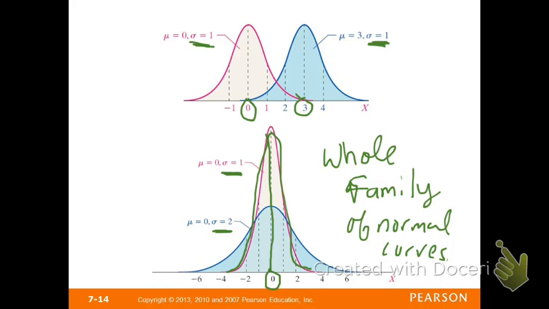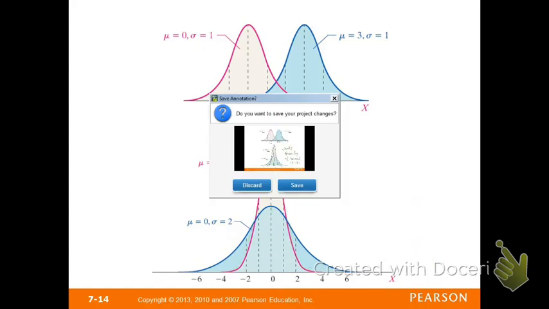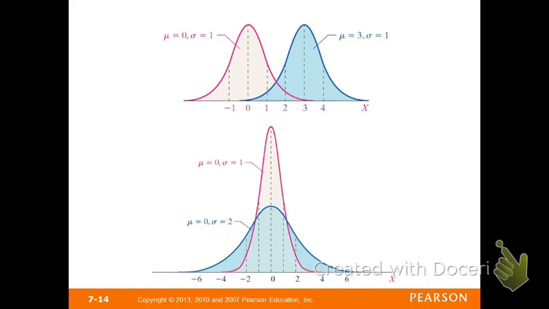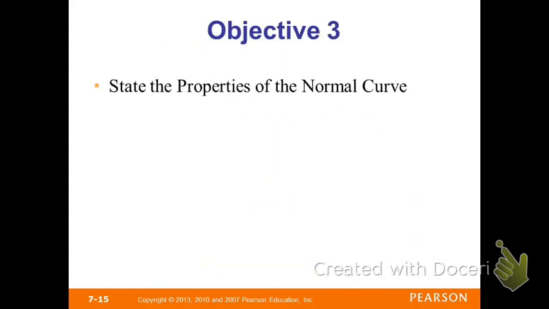Gauss, we're going to show the Gaussian formula for the normal distribution here in a moment. It's amazing to think that he was thinking about this in the late 1700s, before the graphing calculator. Okay, here we go. State the properties of the normal curve. This is what I wanted to say.